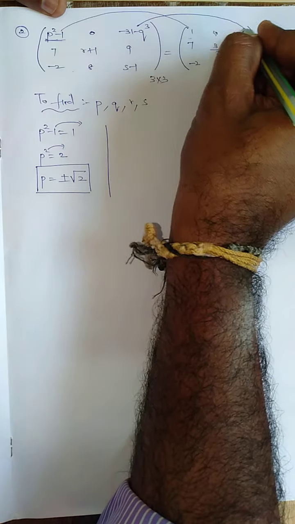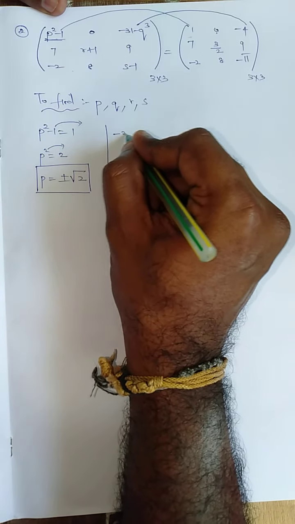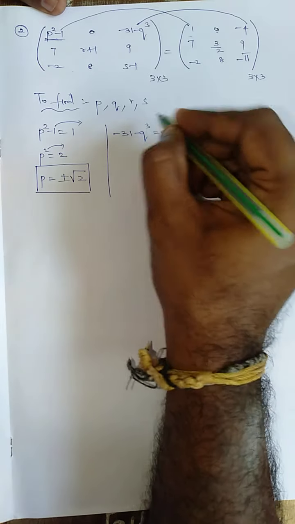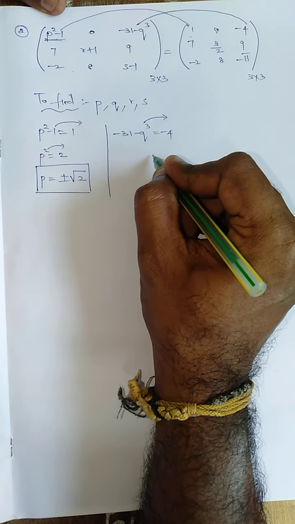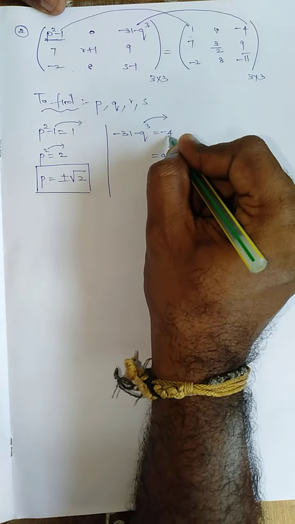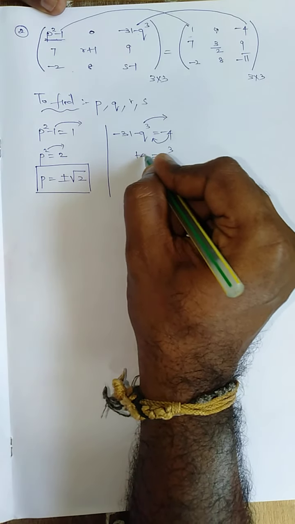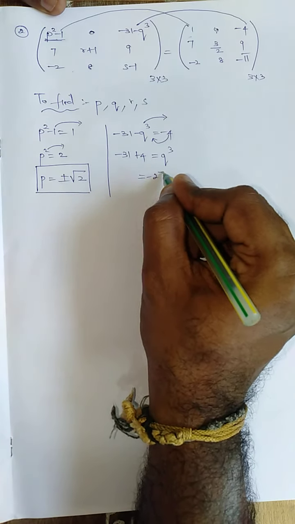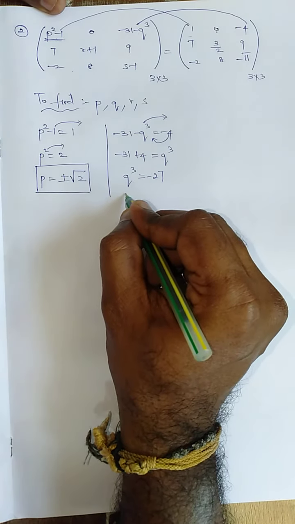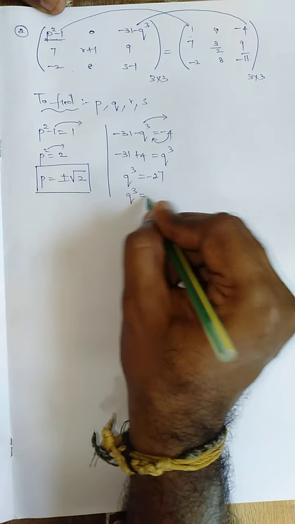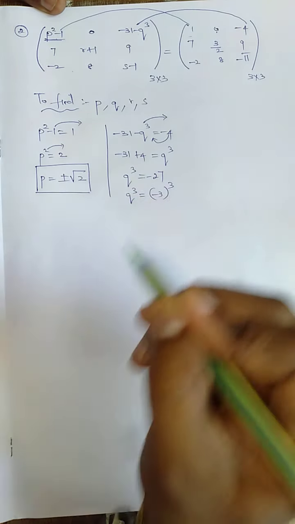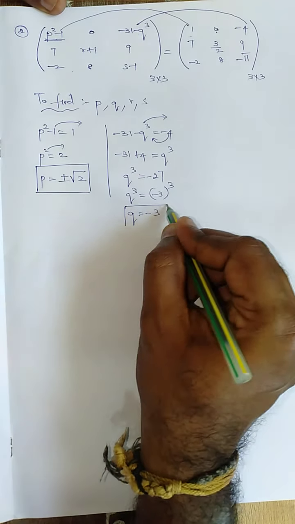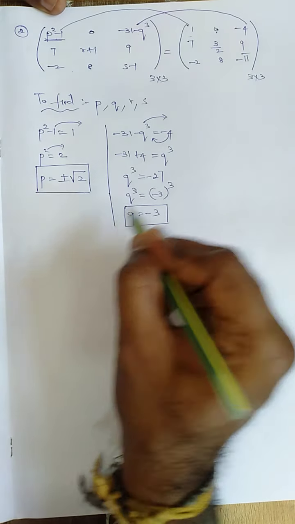Next Q. I can equate Q with these entries. Minus 31 minus Q cube is equal to minus 4. So minus Q cube goes to this side and becomes plus Q cube. Minus 4 comes and becomes plus 4. Already minus 31. Minus 31 plus 4 is minus 27. Minus 27 is equal to Q cube. Q cube is equal to minus 3 the whole cube. Removing the cube on both sides, Q is equal to minus 3. We have got the Q answer also.